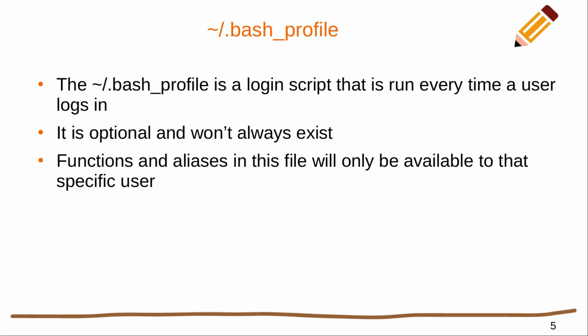So you can think of it as, when you log in as a user, it's going to run the /etc/profile script, which will run certain things for all users, and then if you want a different thing specifically for this user, you add it to the .bash_profile script. It is optional, and it doesn't always exist. And functions and aliases in this file will only be available to that specific user. So if you want aliases that are specific to you for your own shorthand, then you would put it in the .bash_profile script.